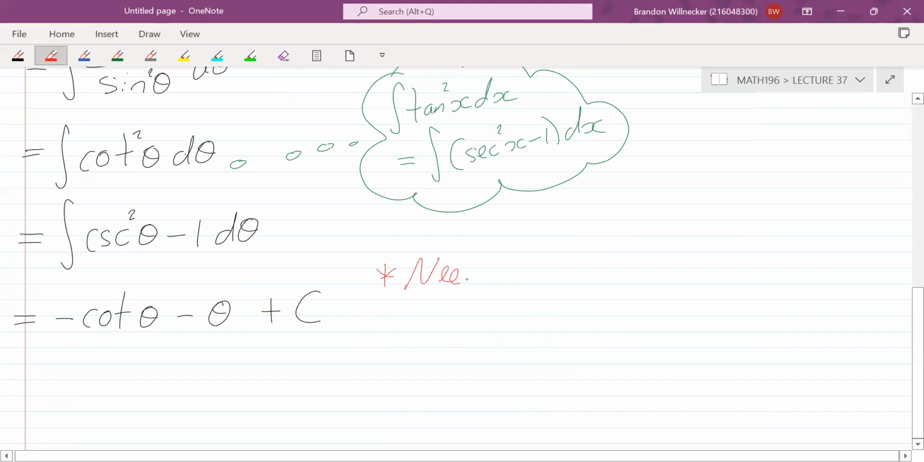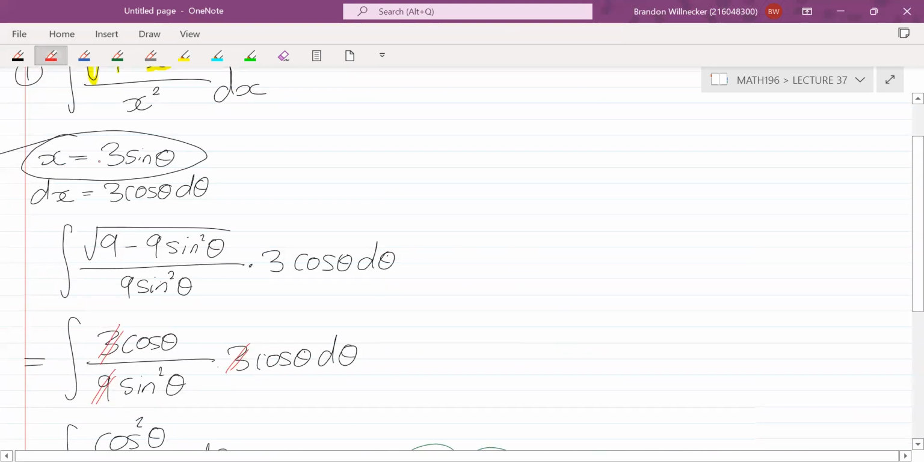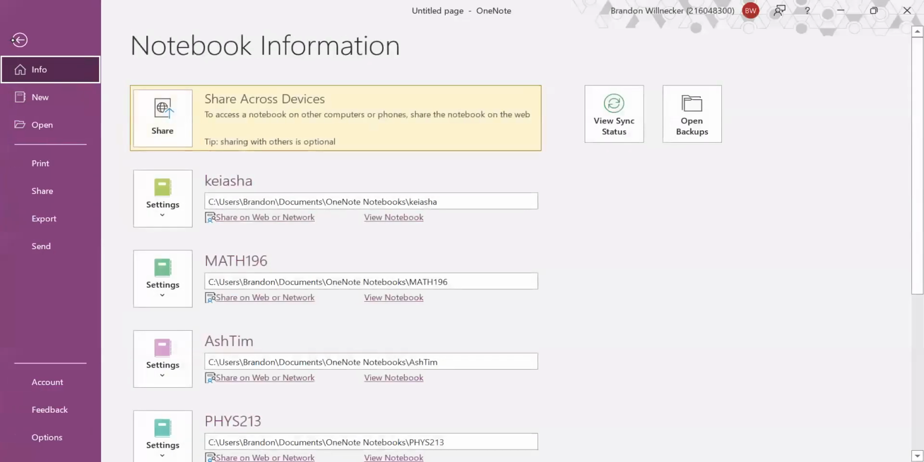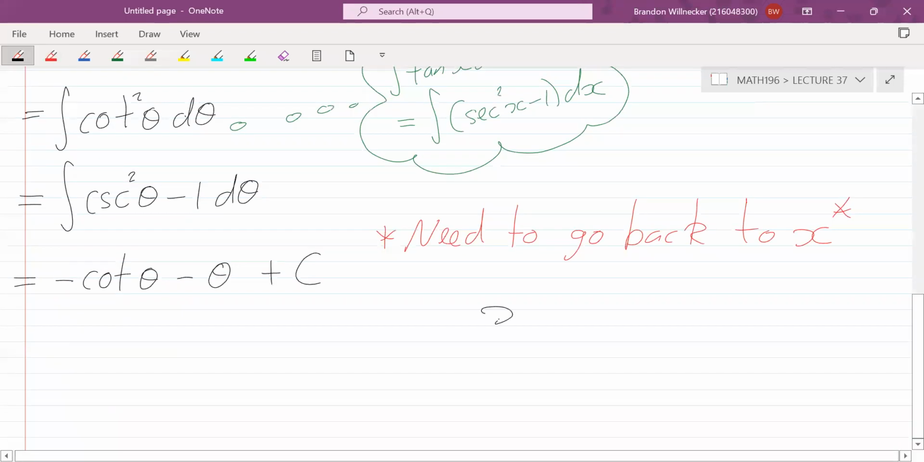Need to go back to x. Okay, so how do we do that? Well, we know the relationship between the two. We know that x is equal to 3 sine theta. So let's start off with that. So x is equal to 3 sine theta. With a little bit of manipulation, we see that sine theta is going to be x over 3.